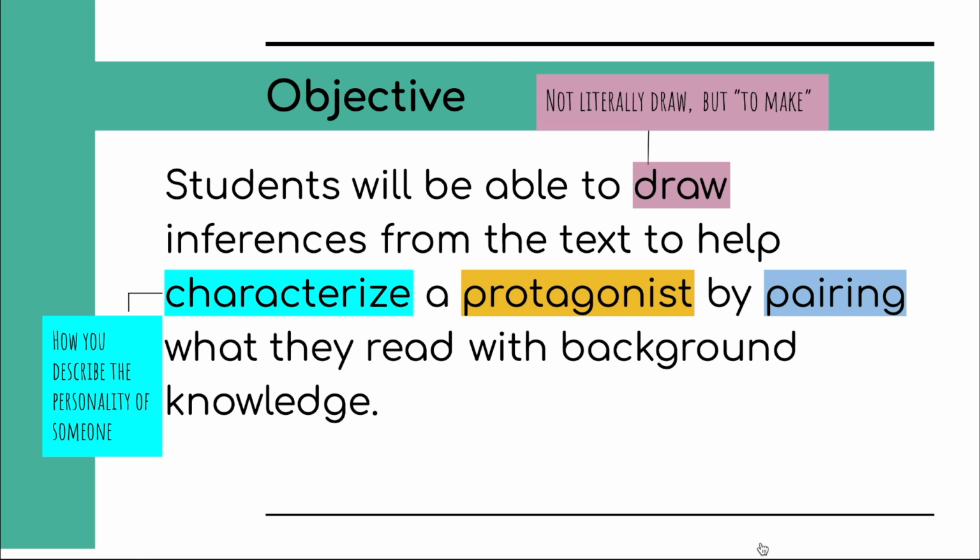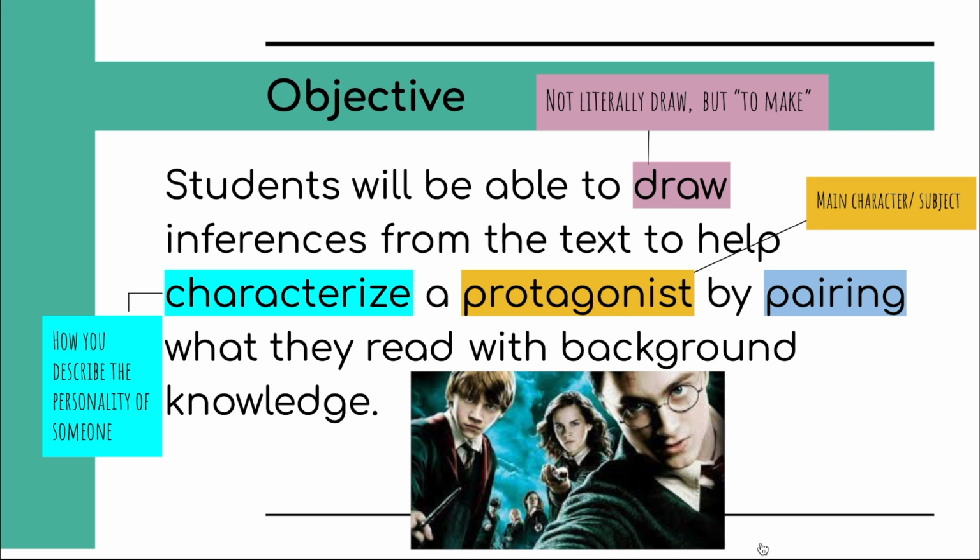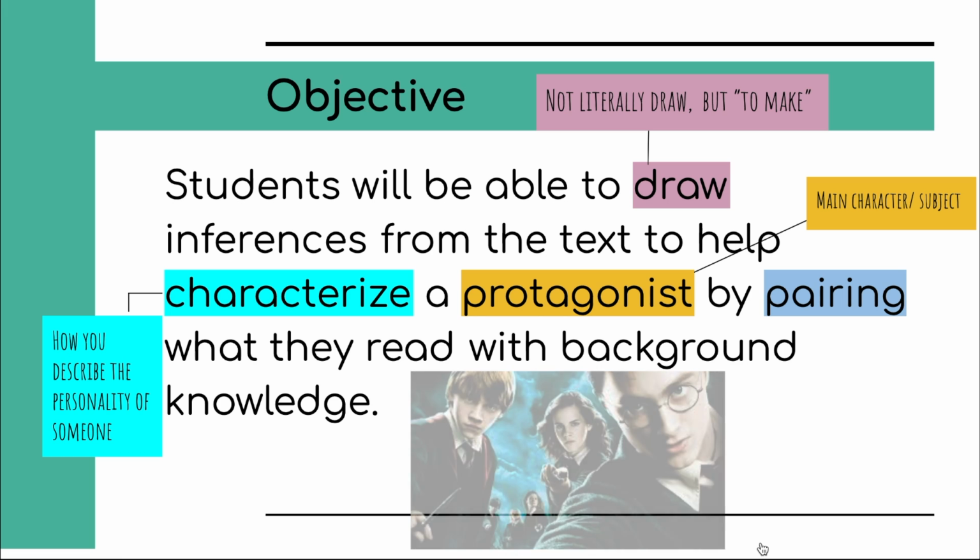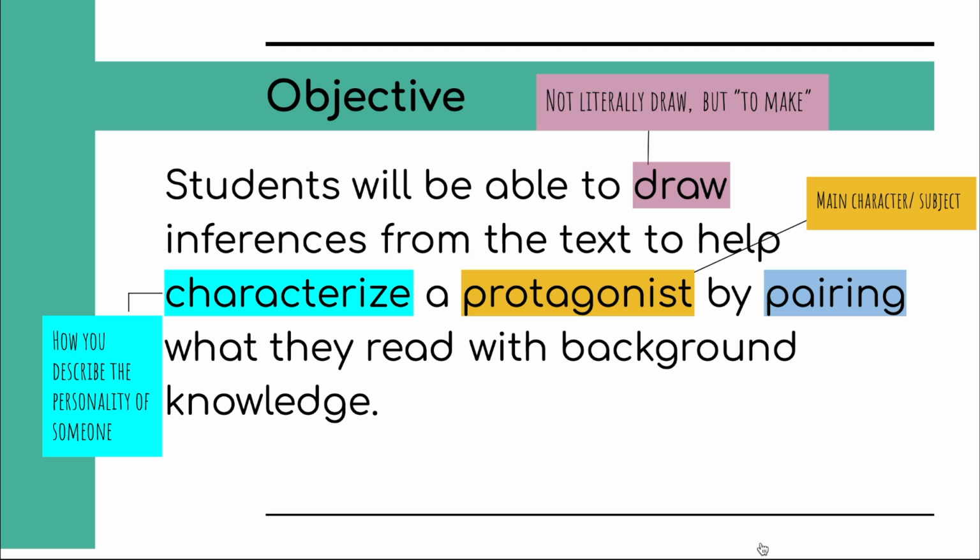A protagonist is the main character or subject of the text. As you get older, you'll come across more than one protagonist in a story. Say for instance, if you read Harry Potter, you know Harry Potter is a protagonist, but so are his 2 friends, Hermione and the other guy, I forget his name. These 3 characters are main characters. These are our focus when we read.